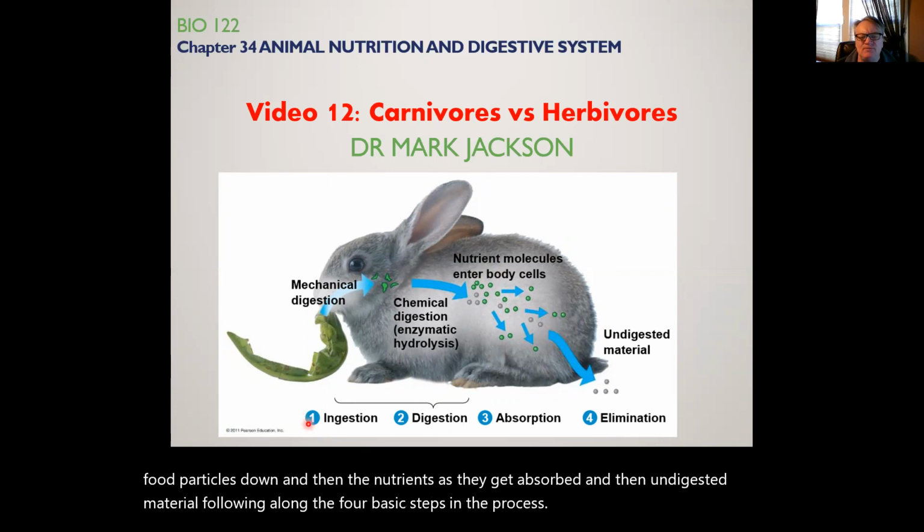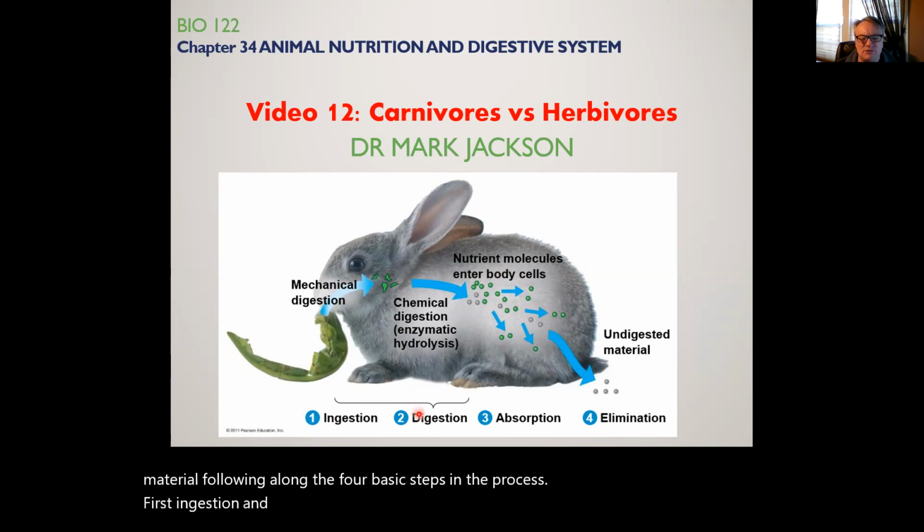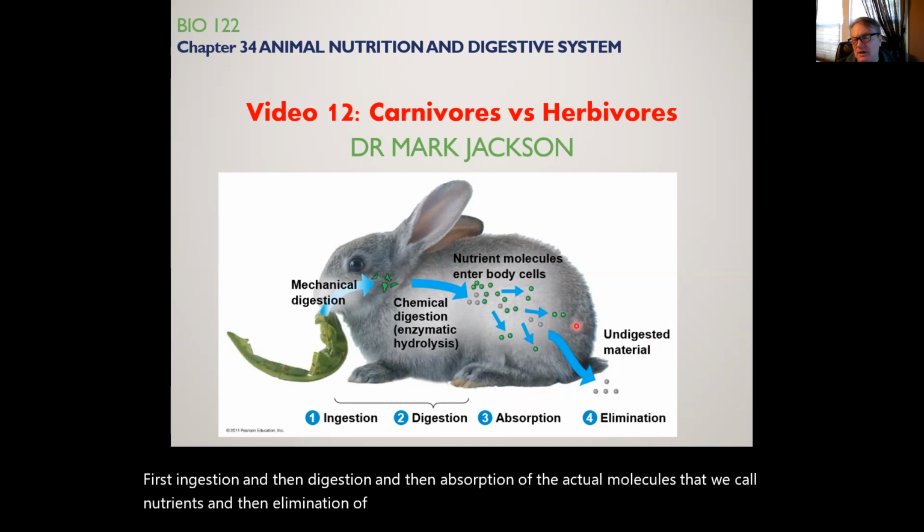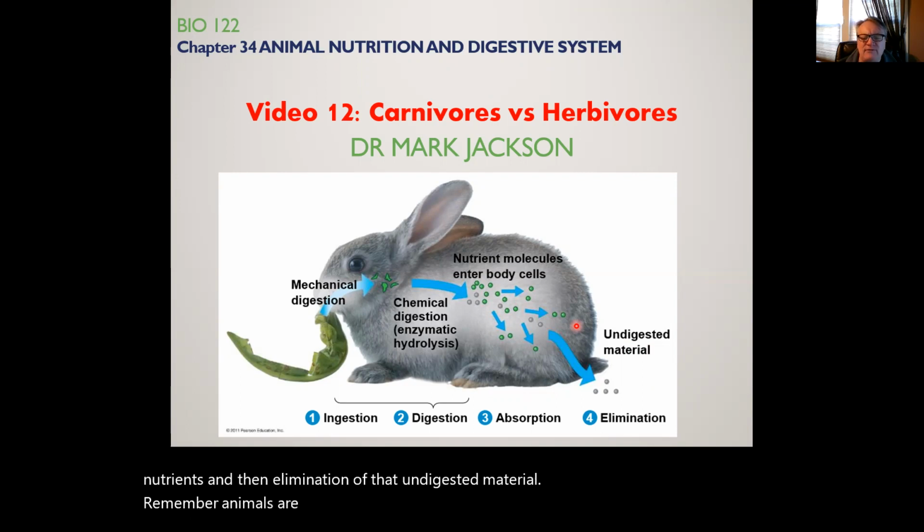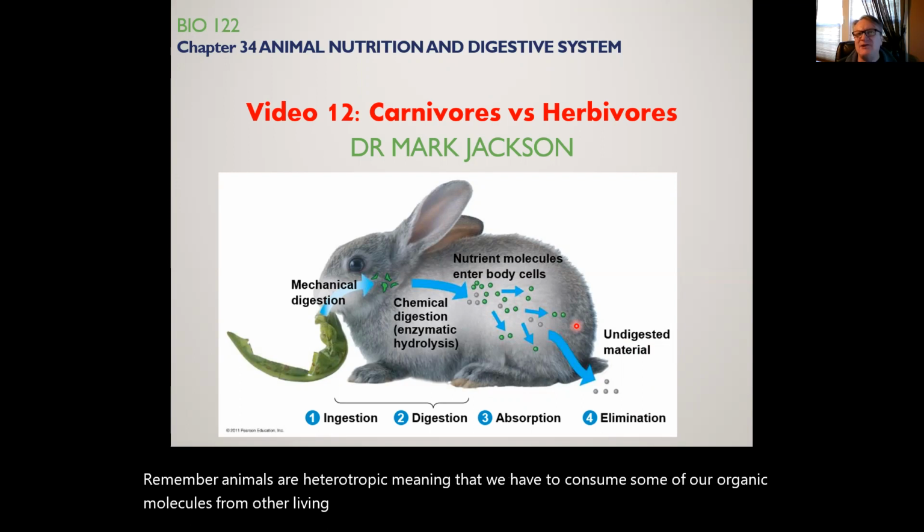First, ingestion, and then digestion, and then absorption of the actual molecules that we call nutrients, and then elimination of that undigested material. Well, remember, animals are heterotrophic, meaning that we have to consume some of our organic molecules from other living beings because we cannot manufacture all of the organic molecules that we need.